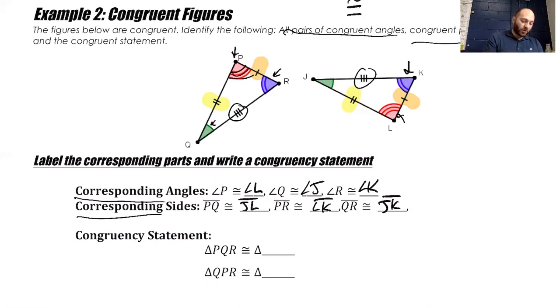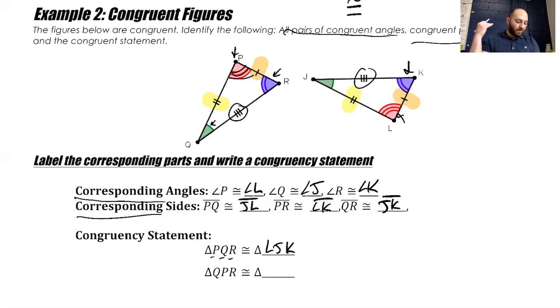The last thing is what's called the congruency statement. This matters. What makes the difference here is that it needs to be in the correct order. And the easiest way to look at that is look at the angles. Since I went P to Q to R, okay, P is angle that matches up to L, Q is J, and R is K.